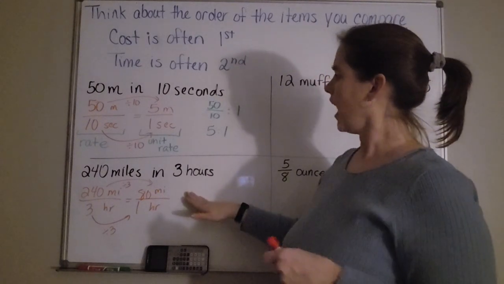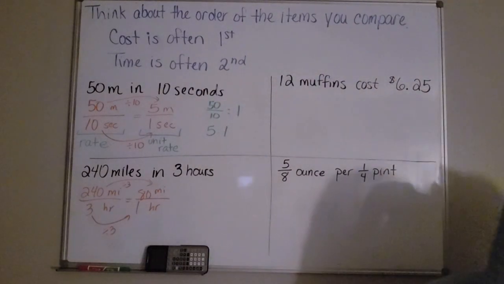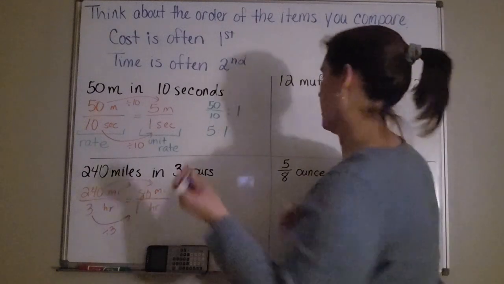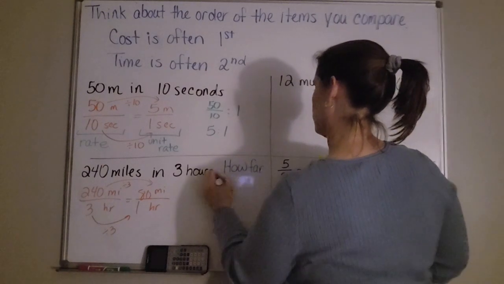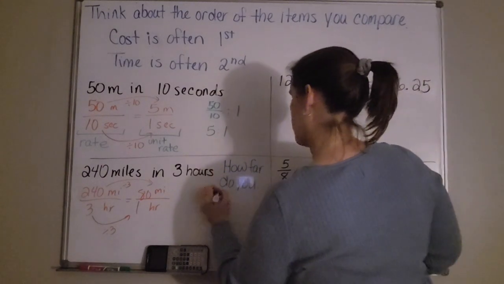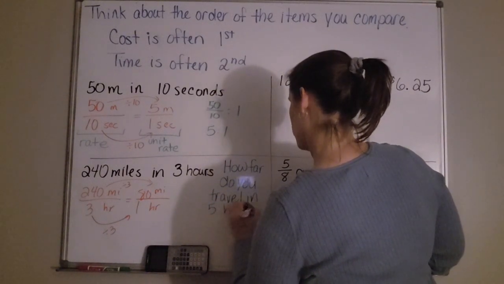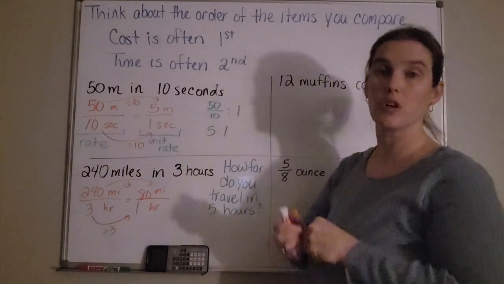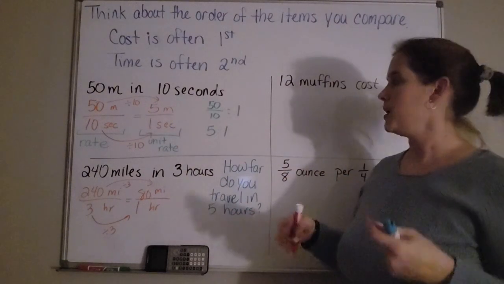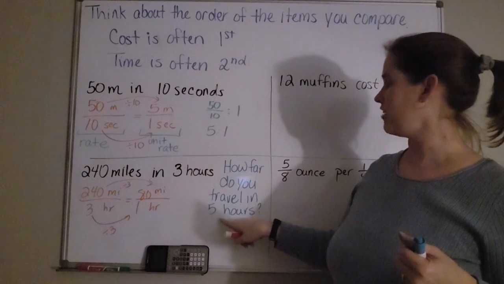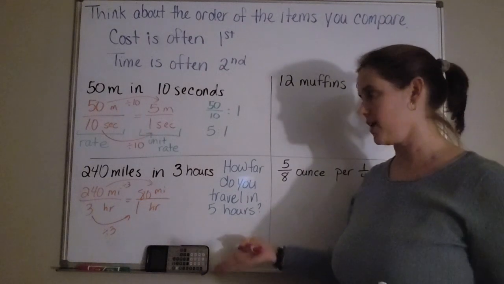Now, what if I had asked another question to go with this? What if I had also asked, how far do you travel in 5 hours? Well, as we recall from when we were doing our ratio tables, it's nice when you have a nice relationship between numbers. 240 and 3 and 5 hours, not a great relationship. We can't just multiply 3 by something to get 5, can we?